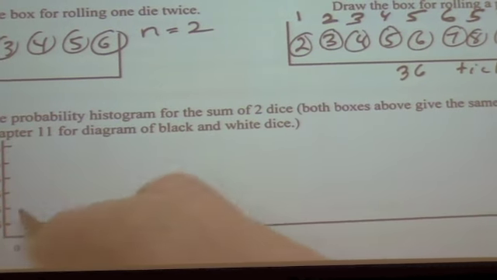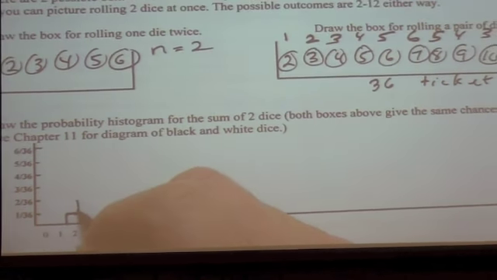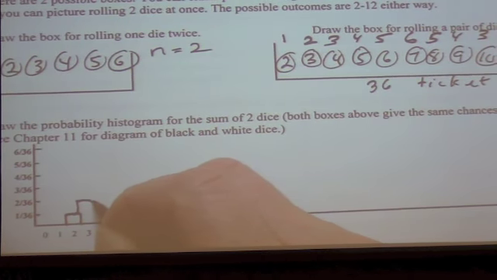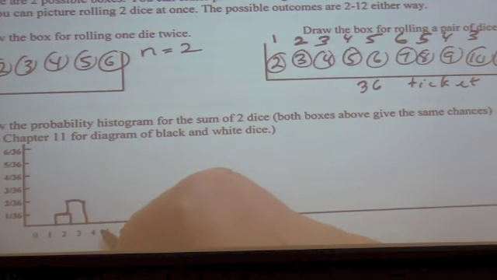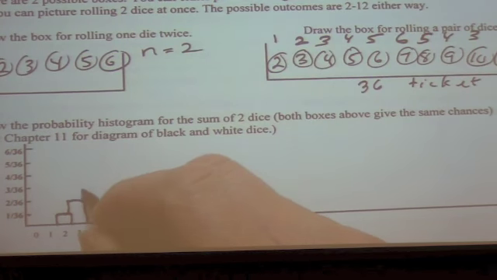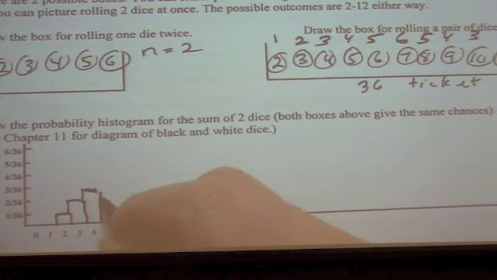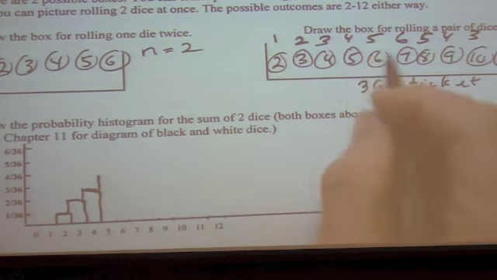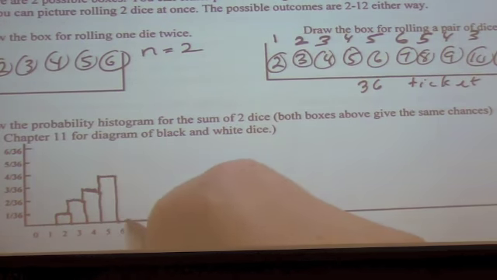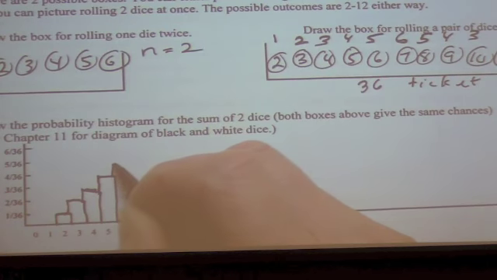So let's make this a little bit higher for a 3. 2 out of 36 for the 3. And then for a 4, etc. So we'll just draw this. Here's your 4. And 5 is going to be a little higher. There's a 4 out of 36 chance for drawing 5. And a 6 is a 5 out of 36 chance.